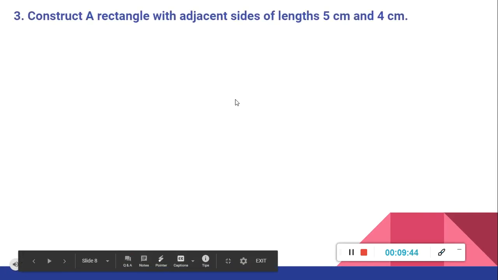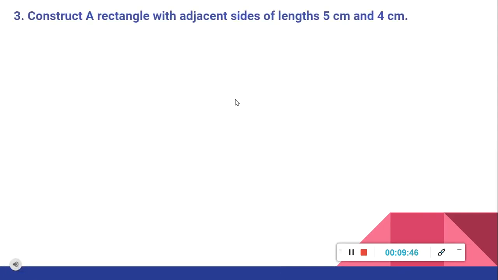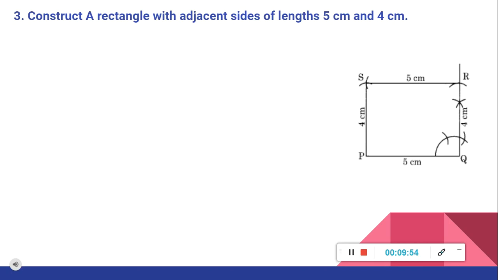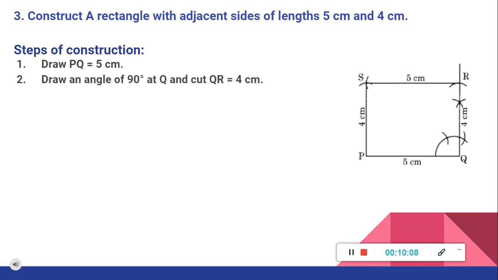Third one is a rectangle with adjacent sides of length 5 centimeter and 4 centimeter given. We know that opposite sides of a rectangle are always equal, isn't it? And angles are 90 degrees also. So first we draw PQ, that is 5 centimeter. Any name you can give. Here I have given PQRS. So PQ is 5 centimeter. Now draw an angle of 90 degrees at Q and cut QR equal to 4 centimeter.